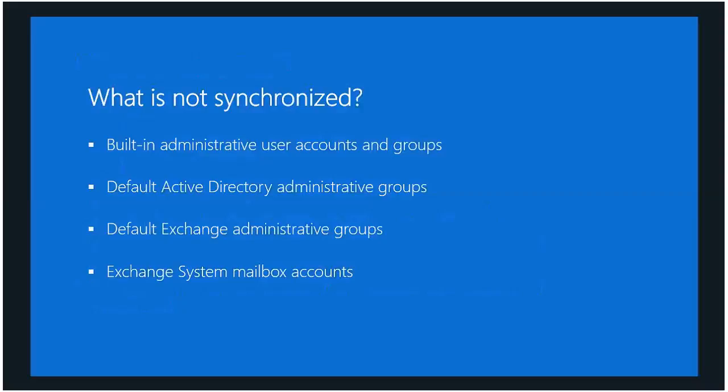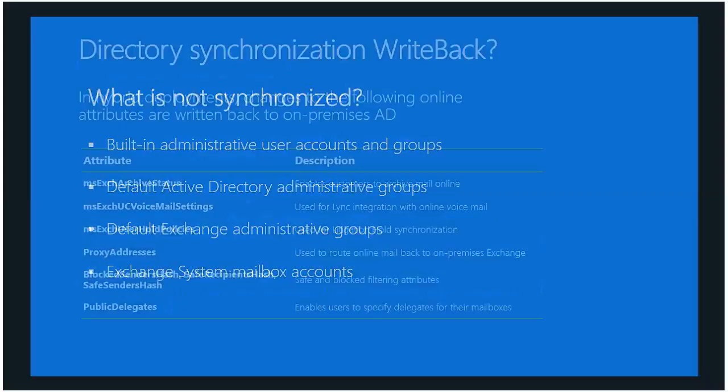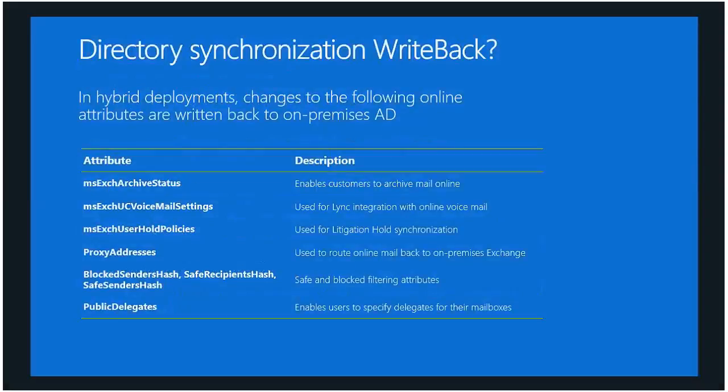For example, built-in administrative user accounts and groups are not synchronized. Also, default Active Directory administrative groups, Exchange groups and Exchange system mailbox accounts are not synchronized by default. Now, this is a very, very important thing to know about how synchronization works: as a general rule, this synchronization, from your Active Directory to Azure Active Directory, occurs only one way.